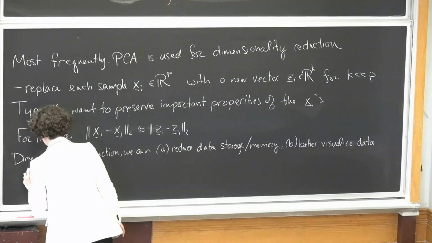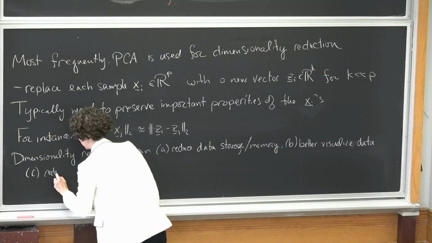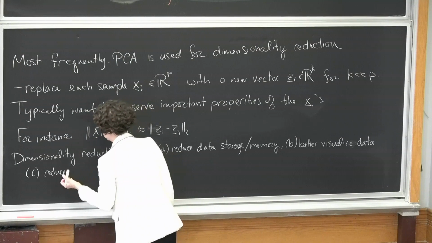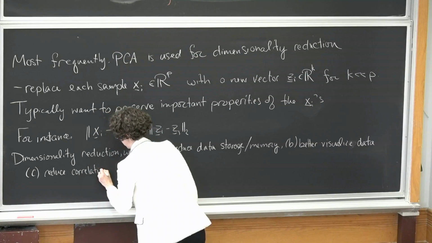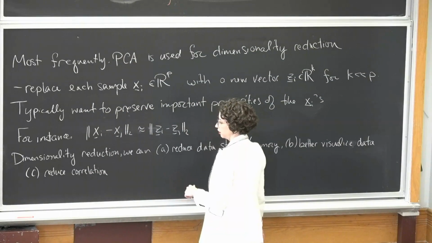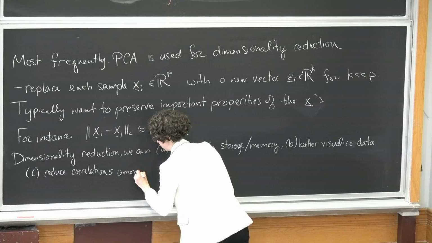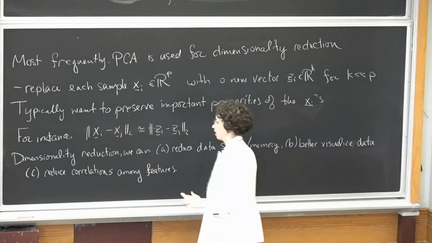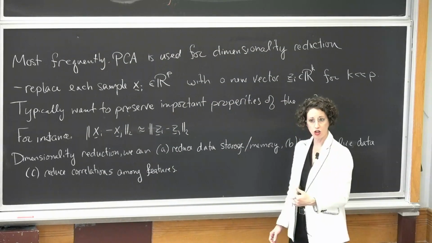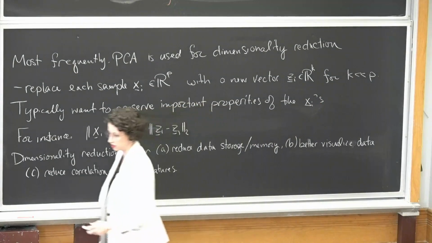And another one is you can reduce correlations. By this, I mean having features that are nearly linearly dependent among features. Okay, so let's talk about now how we can accomplish this using PCA.